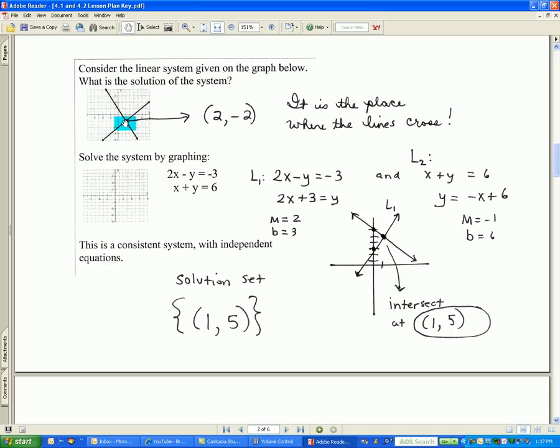Now I realize this is a pretty small graph, and on your test it will certainly be larger, but I have the cursor right now on the point of intersection. When you read up, you can see x is 2, and when you read to the y-axis, you can see y is negative 2. So the solution of the system would be the ordered pair 2, negative 2. That is the place where the lines touch. So if somebody already gives you a graph, you're in really good shape. Okay? Now the next one, we're going to actually do the graphing on our own, and I'm going to pick this up in the next video.